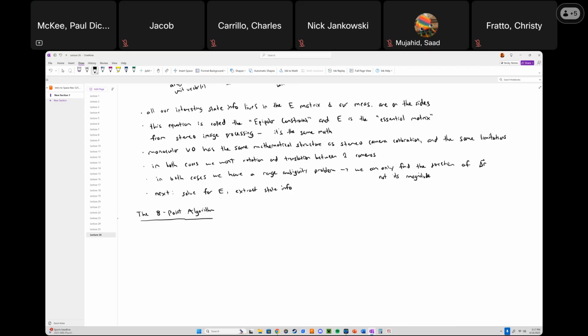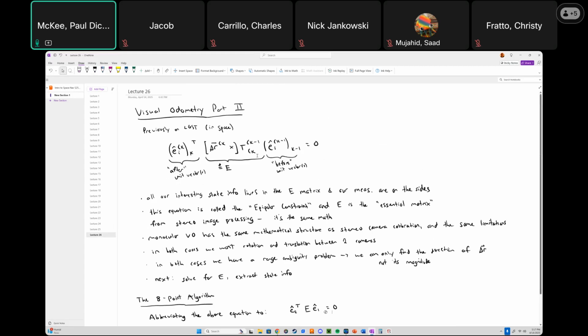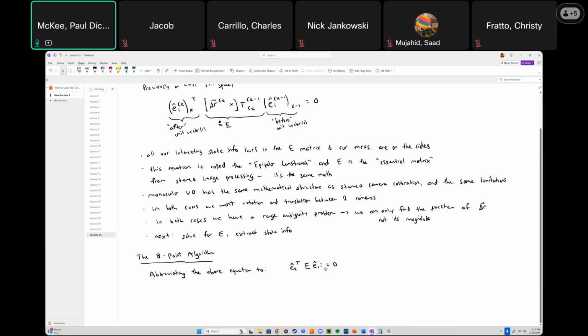Okay, we're going to start by abbreviating the above equation to, now it's going to look like this: E2 hat transpose, capital E, E1 hat equals 0. Right, it's the exact same as before. I just thought let's simplify the notation here. So we basically have the E before and the E after, and we seek the capital E.